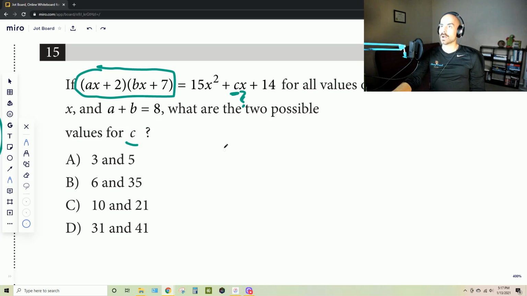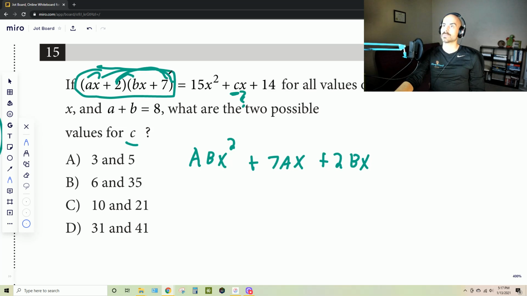Well, first off, I'm going to FOIL this out now and then compare that to this. So what do I mean? Let me write it out and maybe it'll make a little more sense. So ax times bx equals abx squared. Ax times 7 would be plus 7ax, and then 2 times bx would give us plus 2bx, and then 2 times 7 is plus 14. And now we can compare that to the original problem that they gave us here.